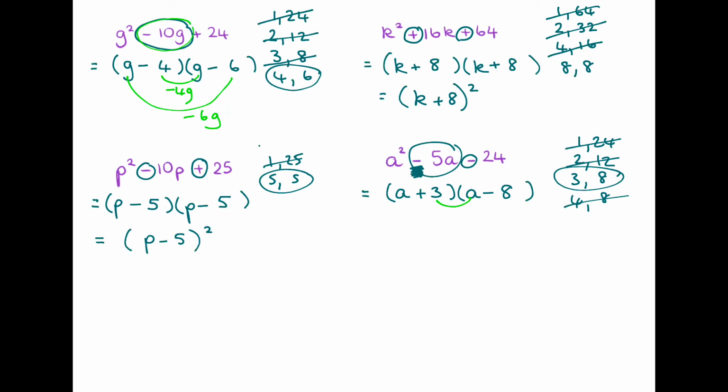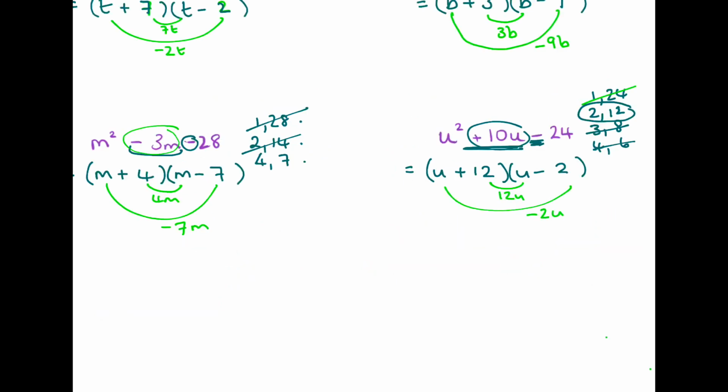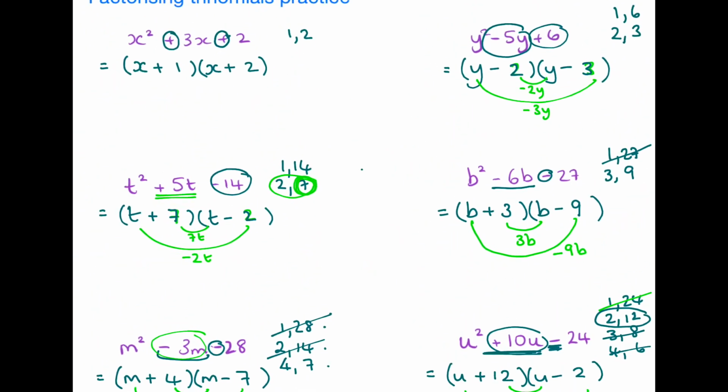So remember, you don't have to have those little arrows drawn on the end. You can just do that as multiplying out to check. Okay, so that's all we're going to do just now on factorising trinomials.